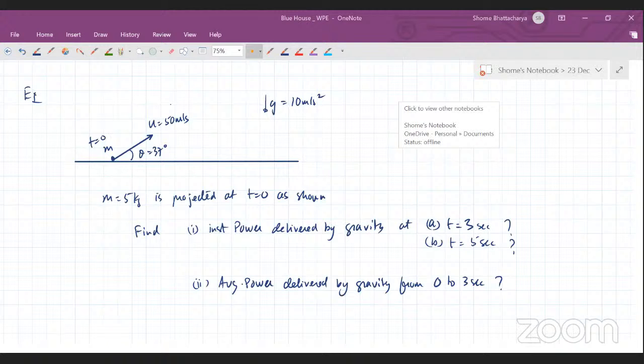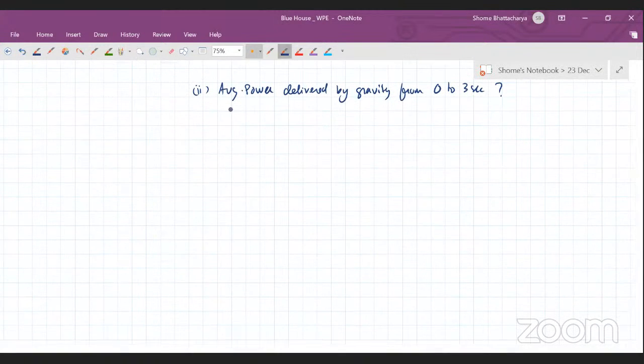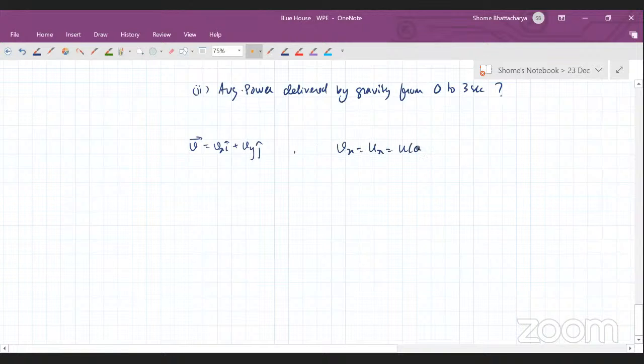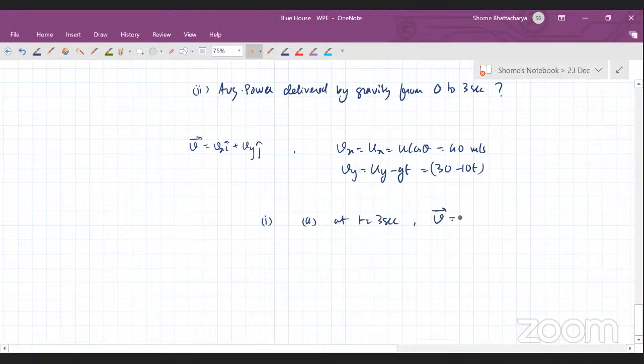Yes, that's correct. So you can see that the instantaneous velocity is Vx i cap plus Vy j cap. In this, Vx is equal to Ux, which is U cos theta, which in this case will be 40 meters per second. But Vy will be Uy minus gt, which is 30 minus 10t. Okay. So at t equal to 3 seconds, the instantaneous velocity will just become 40 i cap.